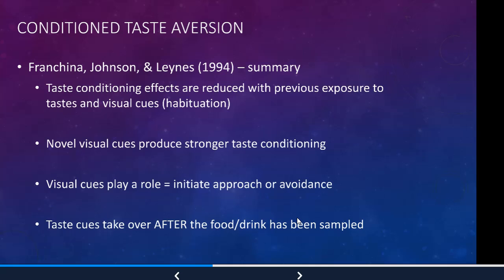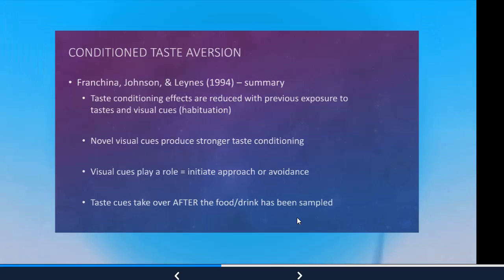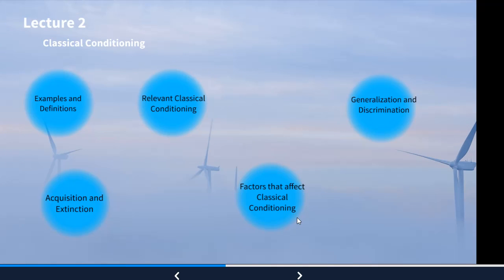So the dietitians were working hard to change the taste, but what they really needed to do was also change the visual presentation to help cancer patients not be repulsed by just the look or the visual aspects of the food. So those are some examples of things that are happening or relevant to classical conditioning.